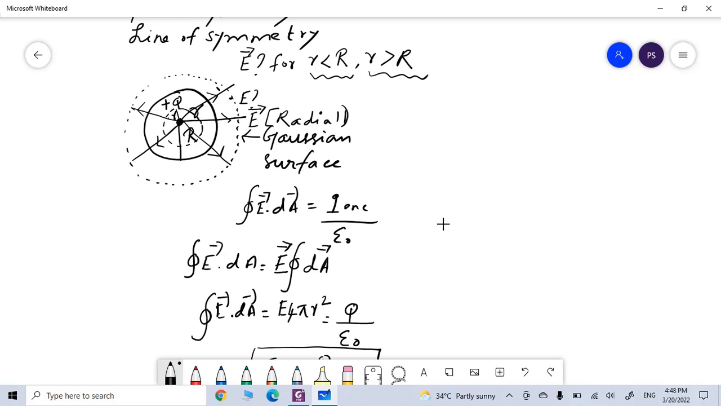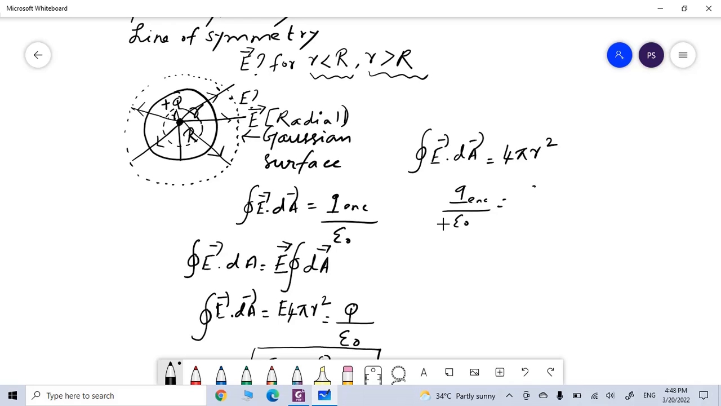Now the evaluation of the electric field is once again the same, so we need not do the left hand side once again. It's pretty straightforward. The left hand side is E dot dA. It's one and the same, it's going to be 4 pi r square. However, the charge enclosed is a little bit tricky. So the charge enclosed over epsilon 0.